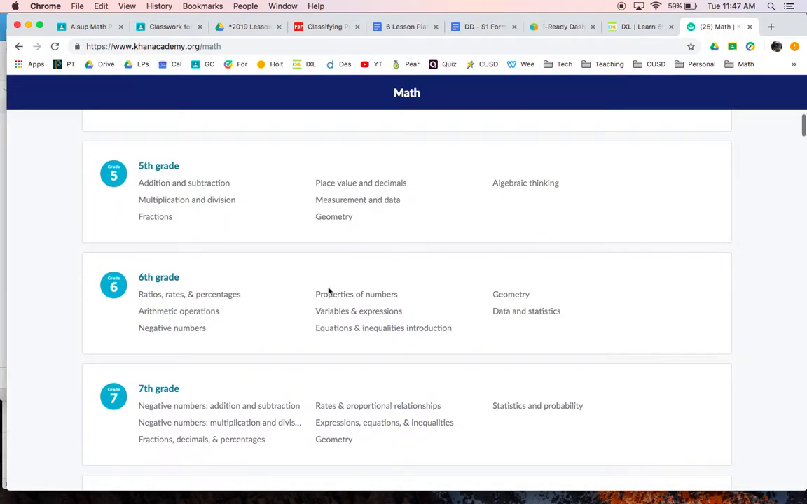Okay, and for Khan Academy, we've got our arithmetic operations, and then here's the introduction of using negative numbers with the operations now. And algebraic thinking is broken out here into variables and expressions and then equations.